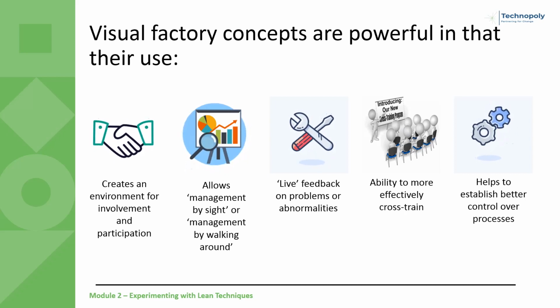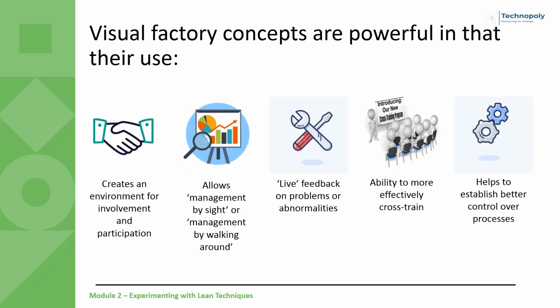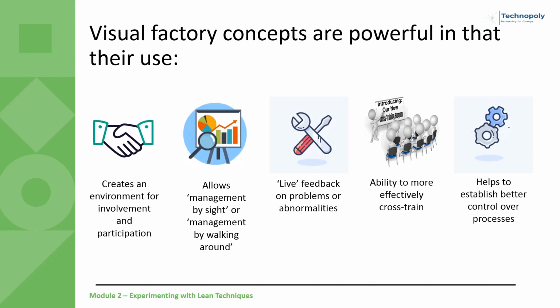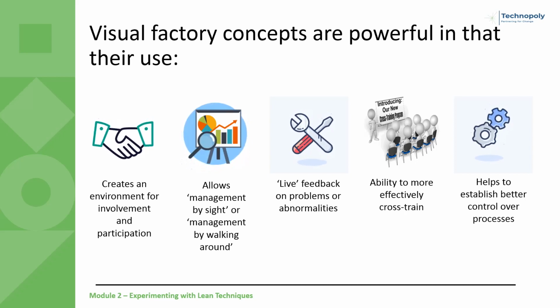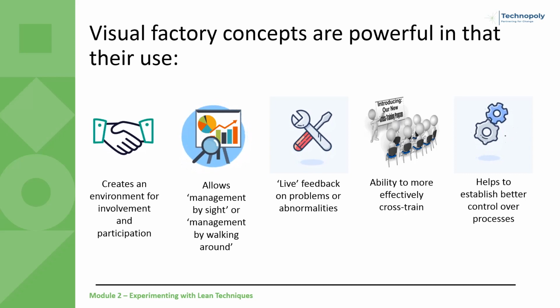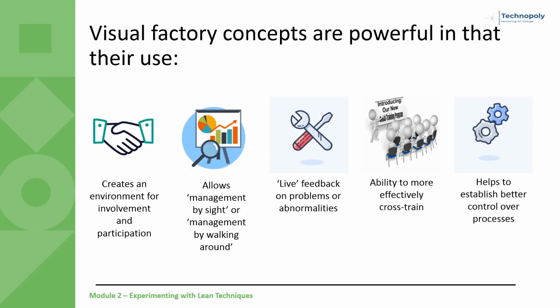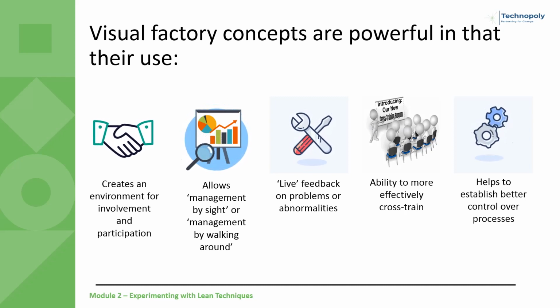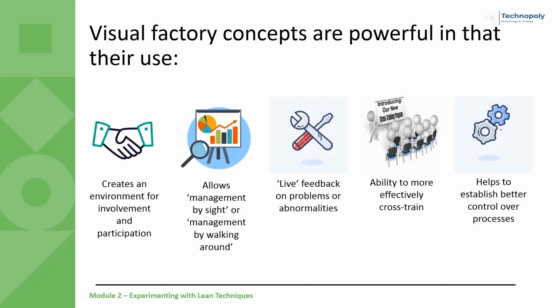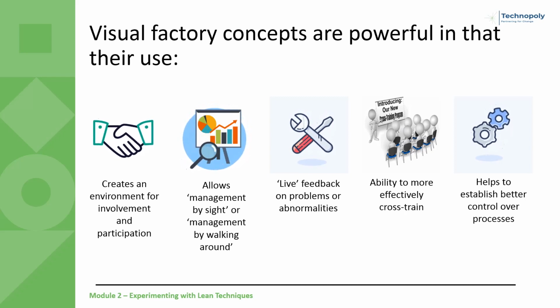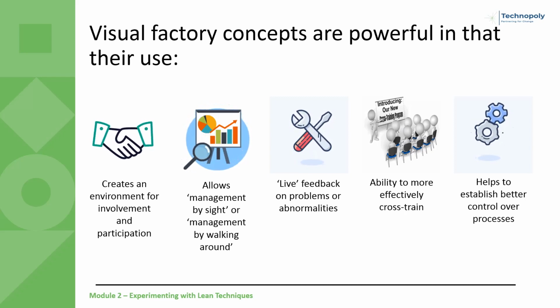Managers do not have to wait for the report by the end of the day. With the help of visual factory, they can just walk around and see what's happening. Live feedback on problems or abnormalities. Alerts and other signals create an immediate reaction from the team. Ability to effectively cross-train. Since process information is visually available, members of the organization can have a better idea of what is happening in a certain department or activity, providing them with familiarization or basic knowledge on the process.